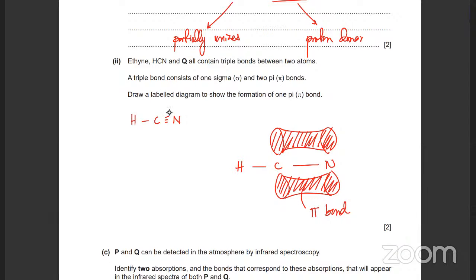In this case, how many pi bonds do you have in total? One, two. Two. The first bond is always a sigma bond. The rest are all pi bonds. So this one has two pi bonds. What is the hybridization of carbon in this case?